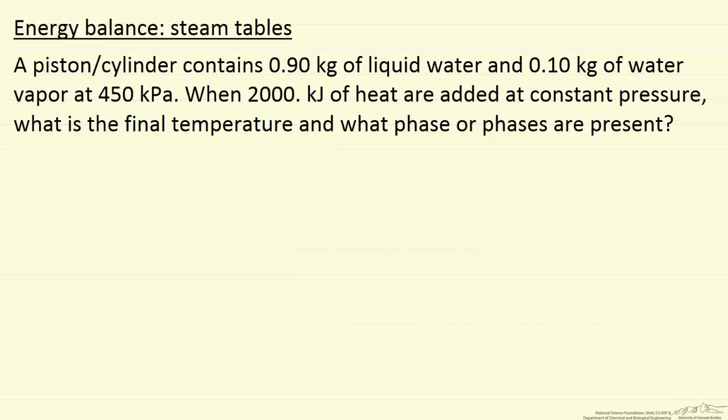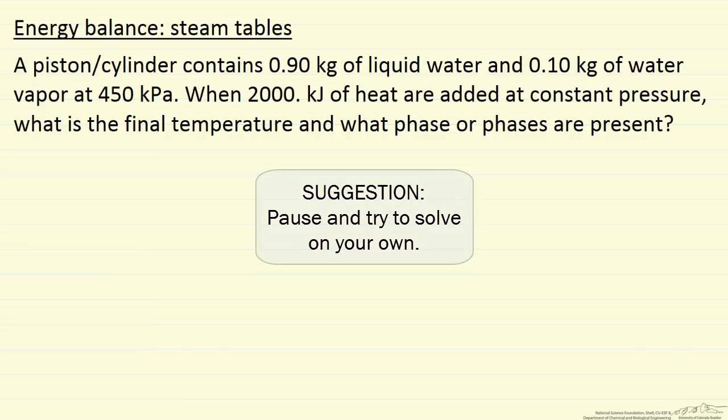Here we're going to do energy balance on a constant pressure process using the steam tables. We start out with a liquid vapor mixture, and then we're going to add heat. We're going to do this at constant pressure, and the question is, what's the final temperature? What phases are present?